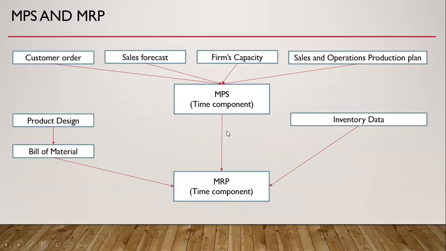This is a chart which I have already shown you in my lecture on master production schedule. So the inputs required for material requirement planning are bill of material, the master production schedule, and inventory data. And bill of material requires the information on product design.